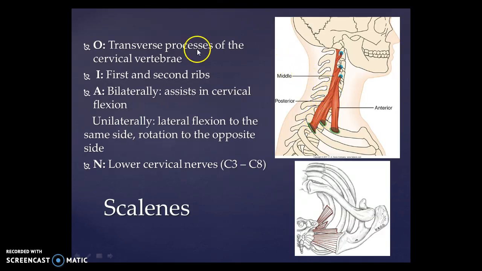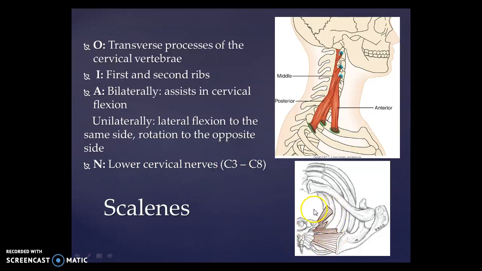Your origin is on the transverse processes of the cervical vertebrae, insertion on the first and second ribs. Bilaterally, it will assist in cervical flexion. Unilaterally, lateral flexion to the same side, but rotation to the opposite side. And innervated by the lower cervical nerves, C3 through C8.